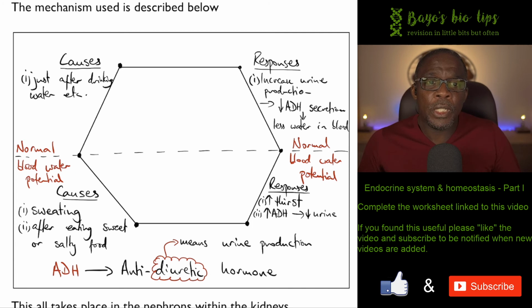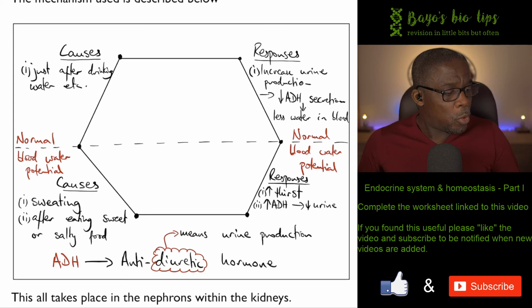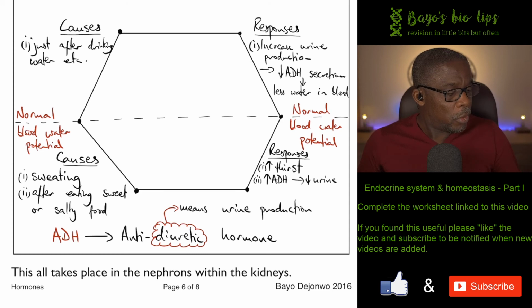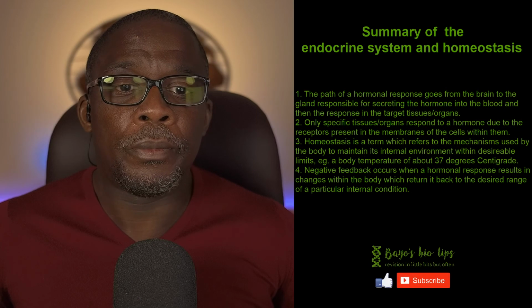Now, where's this antidiuretic hormone coming from? It's coming from a gland very close to your brain called the pituitary gland. We'll talk more about that if you go on to do biology at A level. So that's basically it on the endocrine system. So let's have a quick summary of what we've looked at so far.